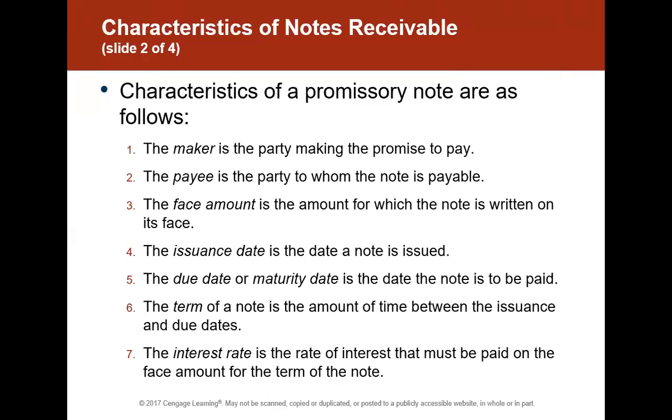Face amount is the amount they're borrowing or that they owe us. Issuance date is the date the note was issued. That's pretty self-explanatory, right? Same with the due date. The due date, or maturity date, is when they're going to pay us. And then the term of the note is how much time they have between the issue date and the due date. So it could be 30 days, 90 days, 180 days, whatever we agree upon.